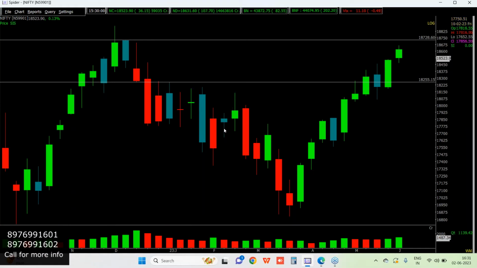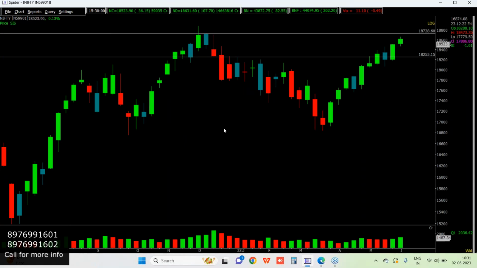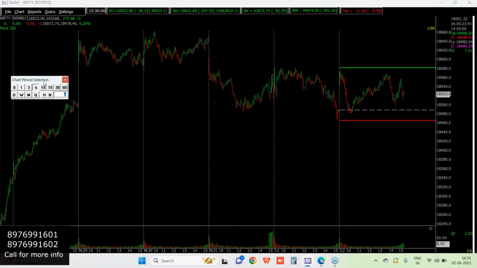This is the same way we were previously using the EIS, but the thing is we are using the price for creating such kind of EIS. So this formation you can use, and you can use this on intraday as well as for positional.